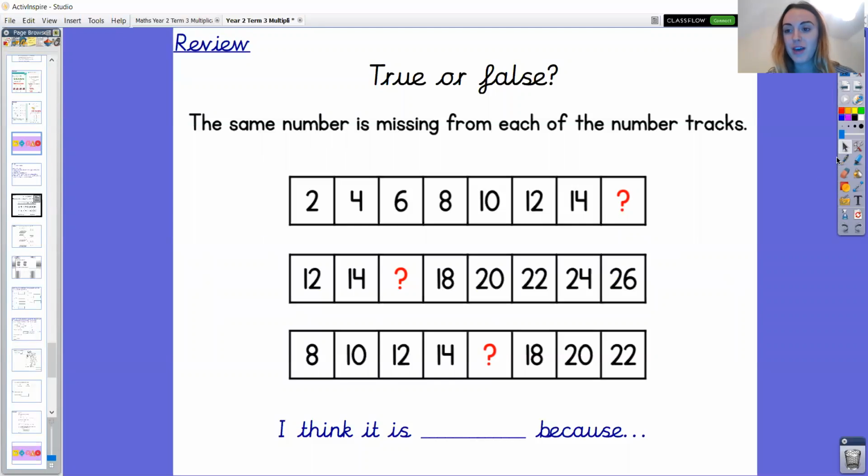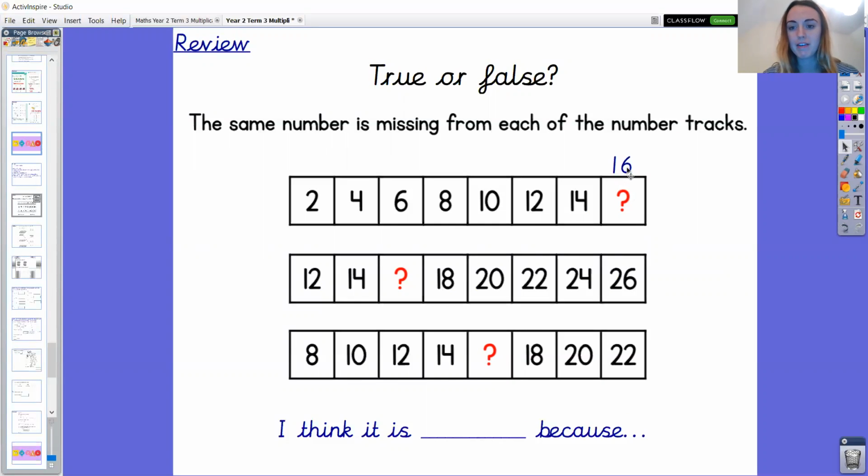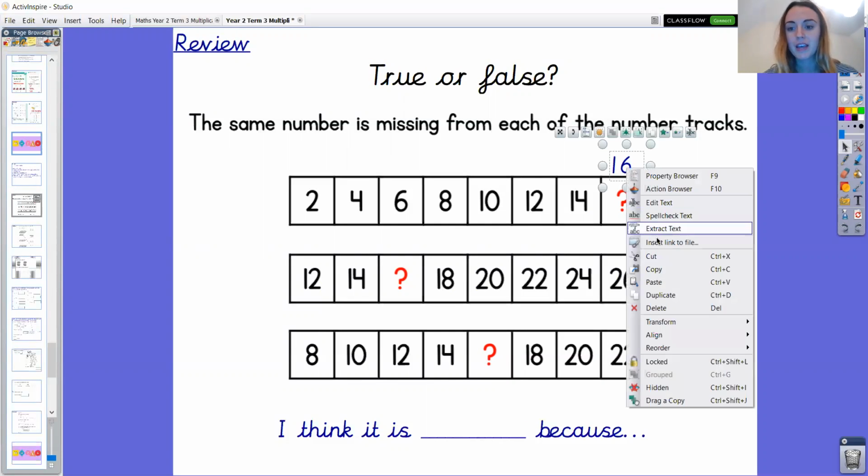Well done, Year 2. Okay, so let's have a look together. So if we look at the first number track, the last number we know is 14. So what is 2 more than 14? Should we say it together? 2 more than 14 is 16. Brilliant. Okay, so we know that the missing number here is 16. I'm going to pop it up there, otherwise it's not very clear, is it?